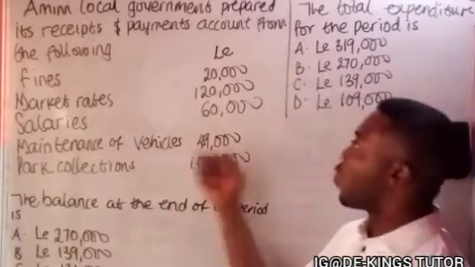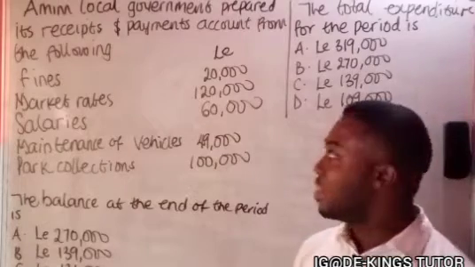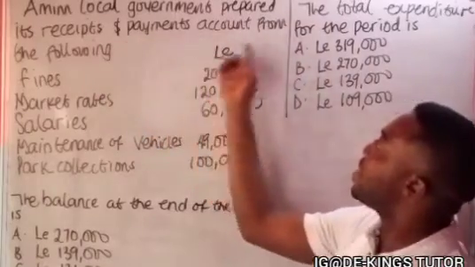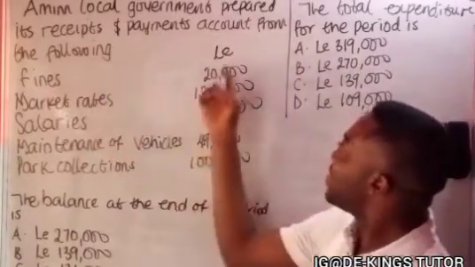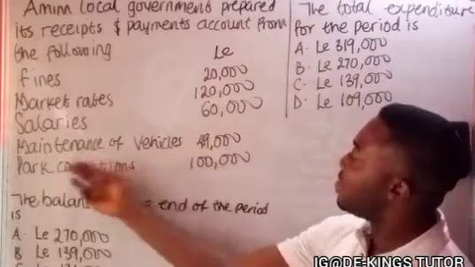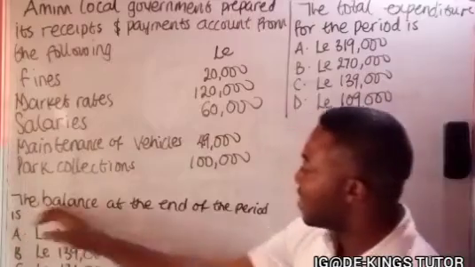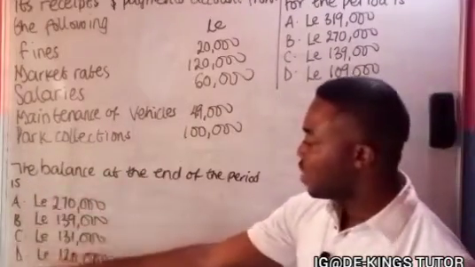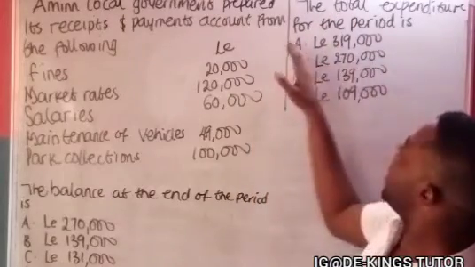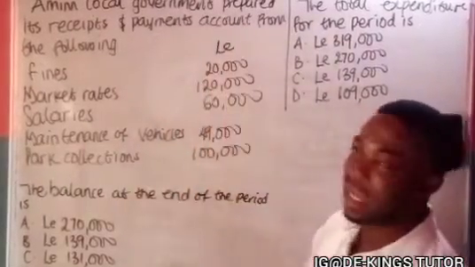Now, today we want to see a question that relates to public sector accounting. That has to do with the receipts and payment. The question said, local government prepared its receipts and payment account from the following: fines 20,000, market rates 120,000, salaries 60,000, maintenance of vehicle 49,000, park collections 100,000. Now they're asking us the balance at the end of the period. The next question said the total expenditure for the period. Now let's prepare the receipt and payment account so that we can get this question.